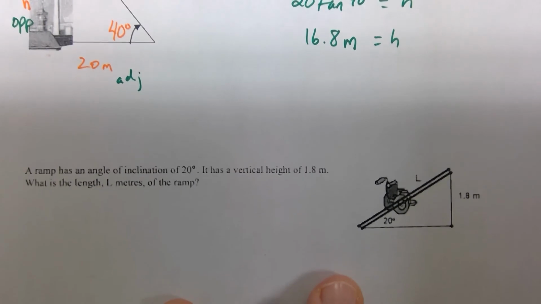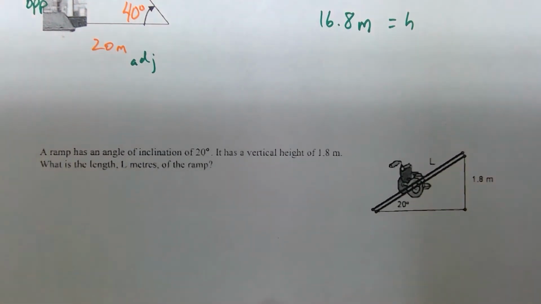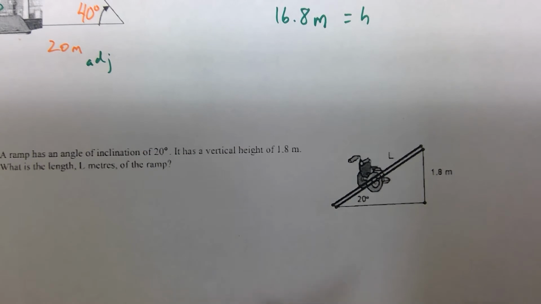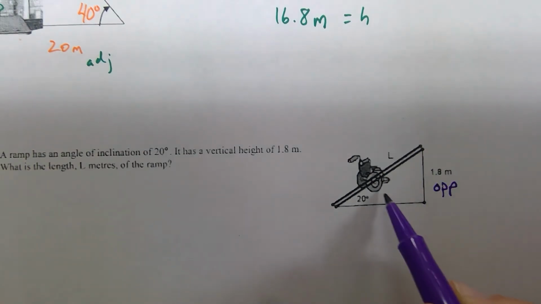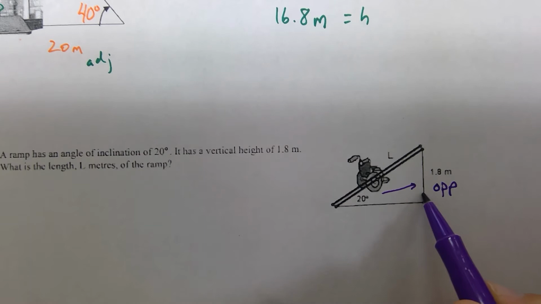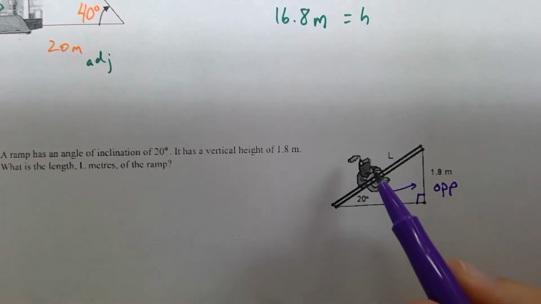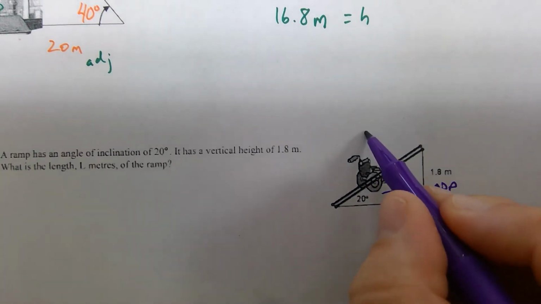Let's go and look at our second problem here. So we have a ramp with an angle of inclination, another fancy word for elevation, of 20 degrees. It has a vertical height of 1.8 meters. What is the length, L, in meters of the ramp? Okay, so we're trying to find this length up here, L. So we have our angle here. There's our reference angle of 20 degrees. The vertical height, so this is going to be our opposite side, or across the triangle. This is where our right angle would be, and then across from the right angle is our hypotenuse. In this case, we'll call it L.